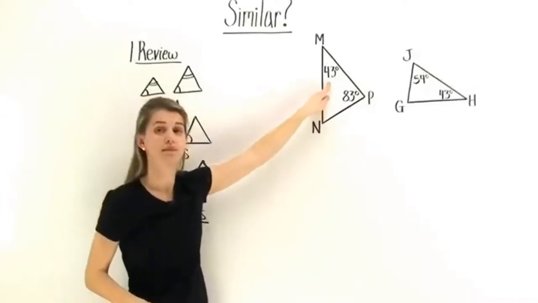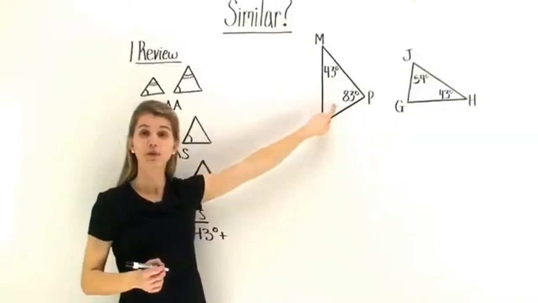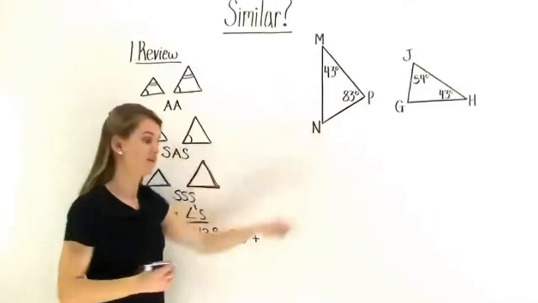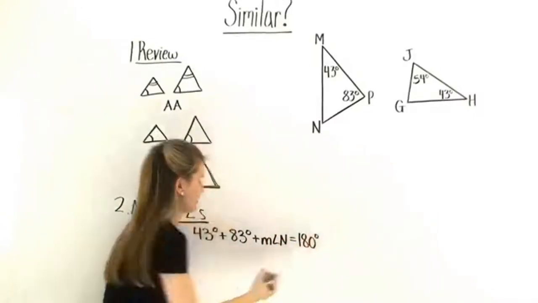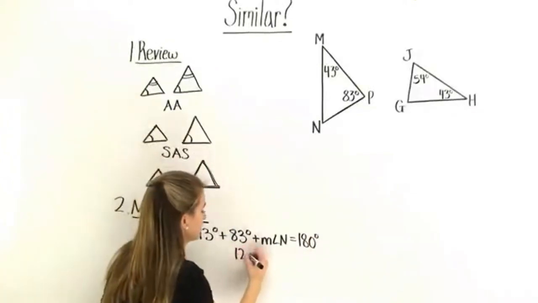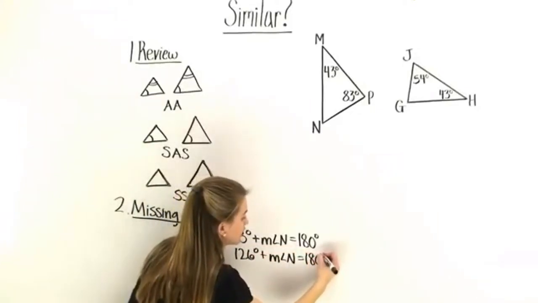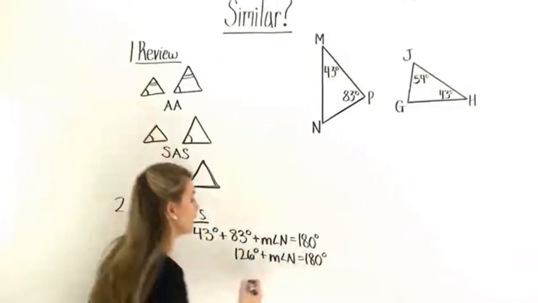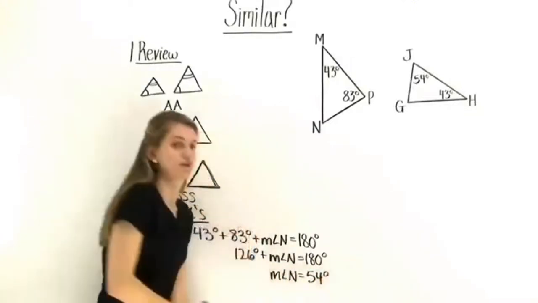We know the angles in this triangle add up to 180 degrees. So the measure of angle M, which is 43 degrees, plus the measure of angle P, which is 83 degrees, plus the measure of angle N, which we don't know, is equal to 180 degrees. 43 degrees plus 83 degrees is equal to 126 degrees. So 126 degrees plus the measure of angle N is equal to 180 degrees. If we subtract 126 degrees from both sides, we get the measure of angle N is equal to 54 degrees.